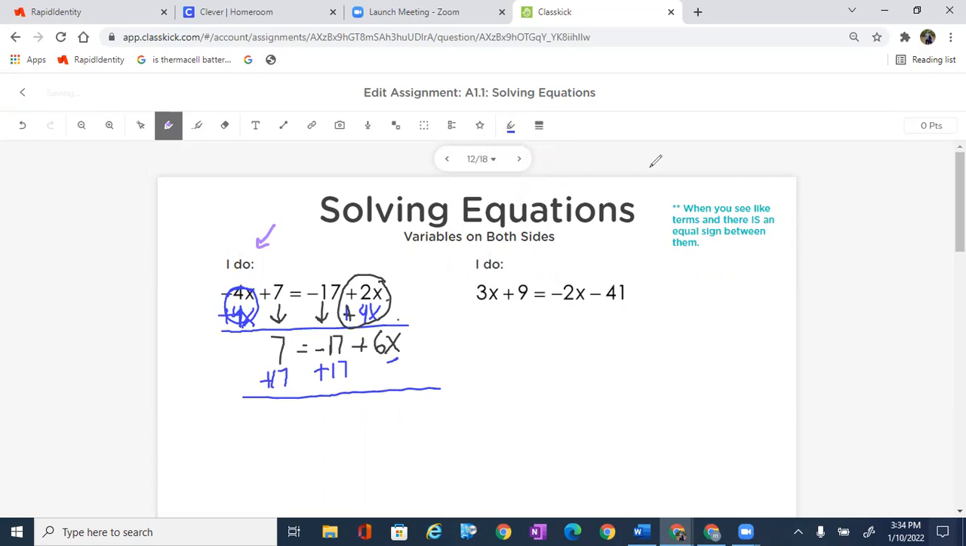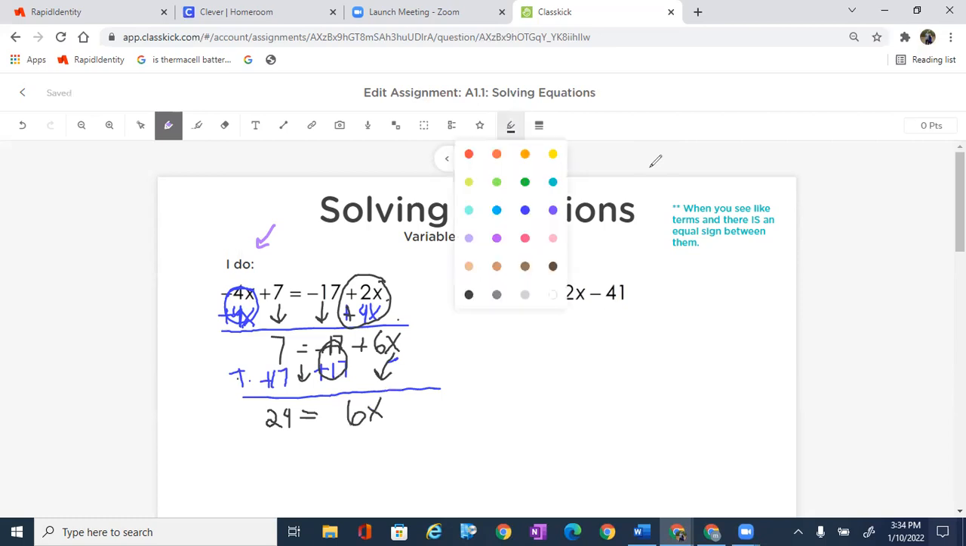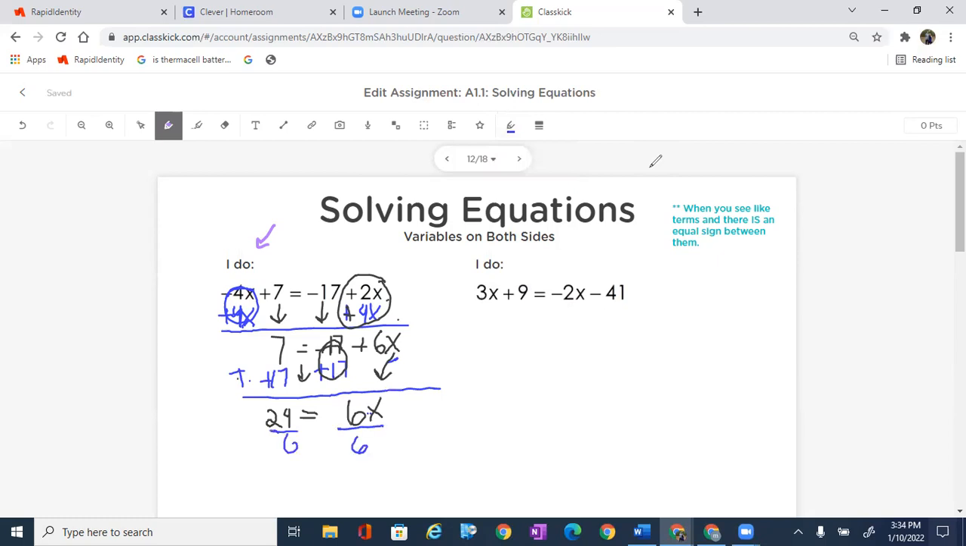Draw my line, and I'm going to continue to work by adding those lines on. So let's do that. 7 plus 17, that is going to be 24, equals, just draw that down. Negative 17 plus 17 cancels, gives us 0, and we get 6x moves down. There's nothing there underneath it. Now I got to get rid of that 6. That 6 is attached by multiplication, so we are simply going to divide by 6.